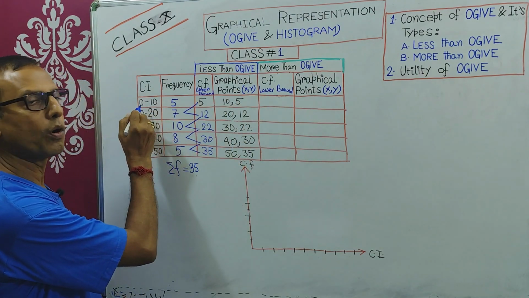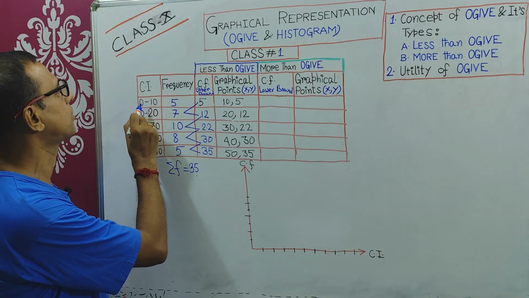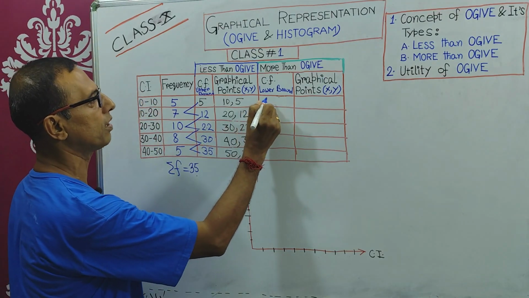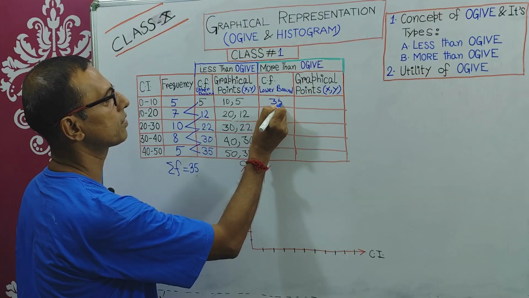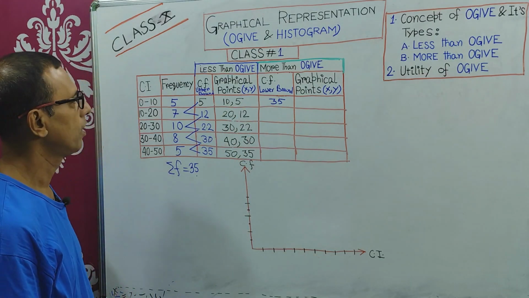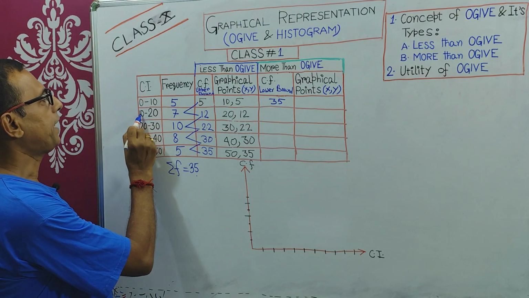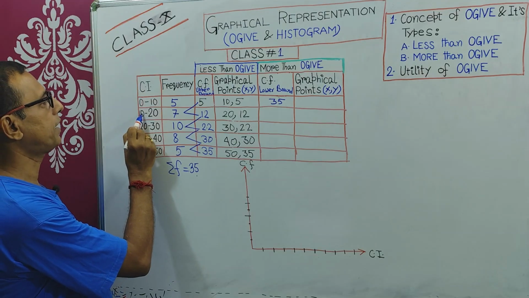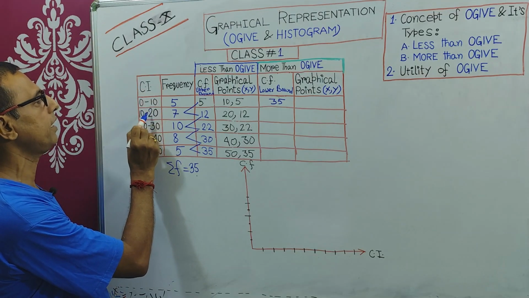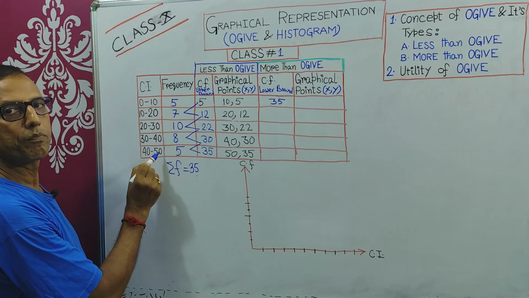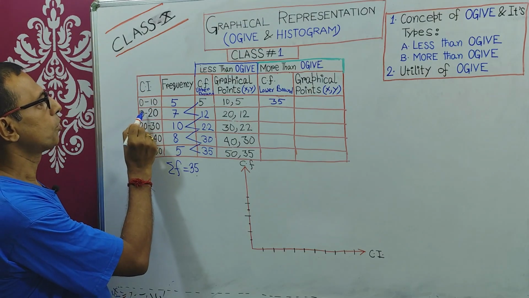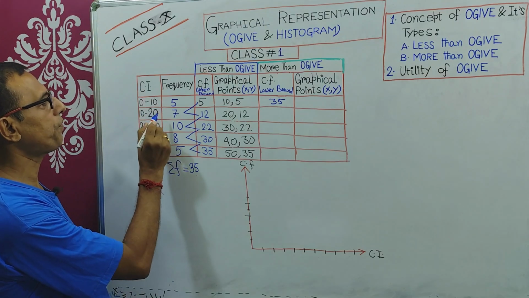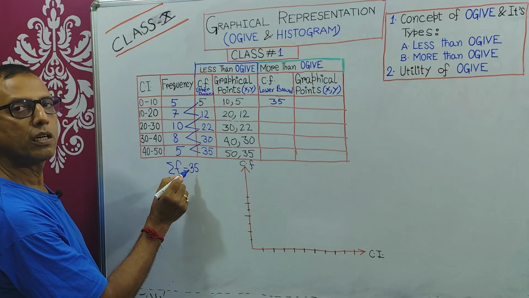Now, if we consider lower bound, that means 0 is lower. So 0 and above, how many points are there? Total 35 points. So 35 is the cumulative frequency here. 10, here the lower bound is 10. So 10 and above. Below 10 you can see 10 and above. Right? So 10 and above means 35 data points you have total.